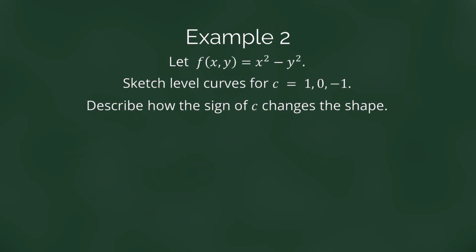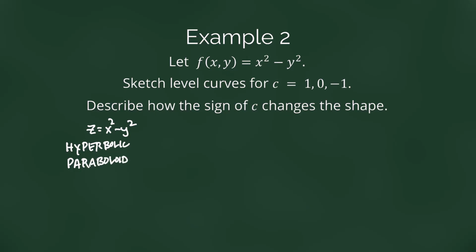In this next example, we have a slightly different shape. Here we have x squared minus y squared. So if we think back to quadric surfaces, if we write z equals x squared minus y squared, this is going to once again be a paraboloid, but this is a hyperbolic paraboloid. And that description is going to be related to the level curves that we see.